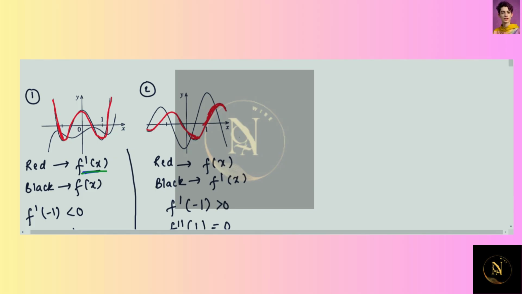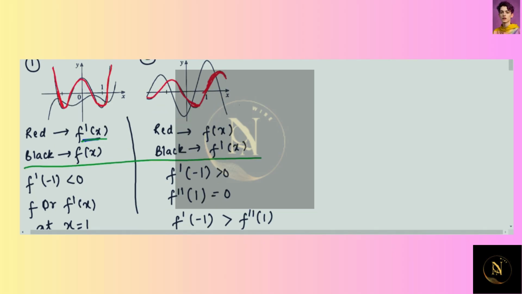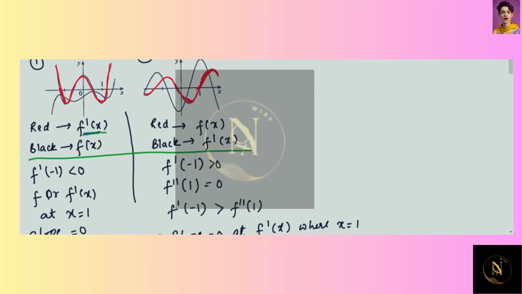Here, in the second graph, the black curve is showing maxima, right? So this will be f dash of x and the red curve will be f of x. Alright, so the first step is over now. Now for the second step, we are taking the first problem first.